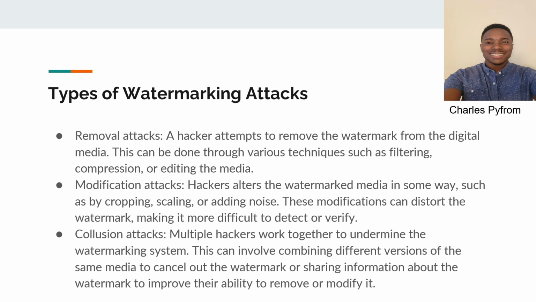In a collusion attack, multiple hackers work together to undermine the watermarking system. This can involve combining different versions of the same media to cancel out the watermark or sharing information about the watermark to improve their ability to remove or modify it.